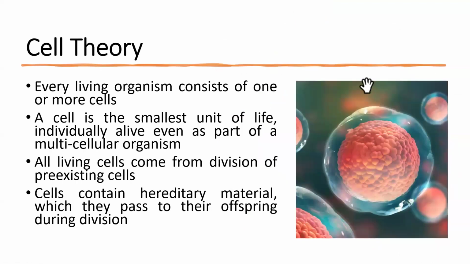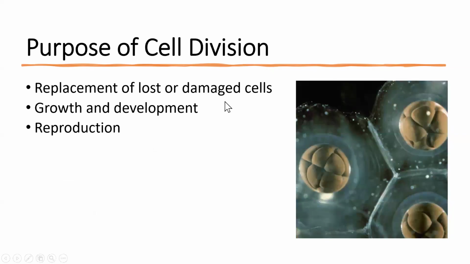Let's revisit the cell theory again. One of the 4 parts of the cell theory states that all living cells come from division of pre-existing cells. And we know that already, right? It needs to divide. And so before it divides, we need to copy all of its genetic material. And the reason why cells need to divide is that, number one, you need to replace lost or damaged cells.